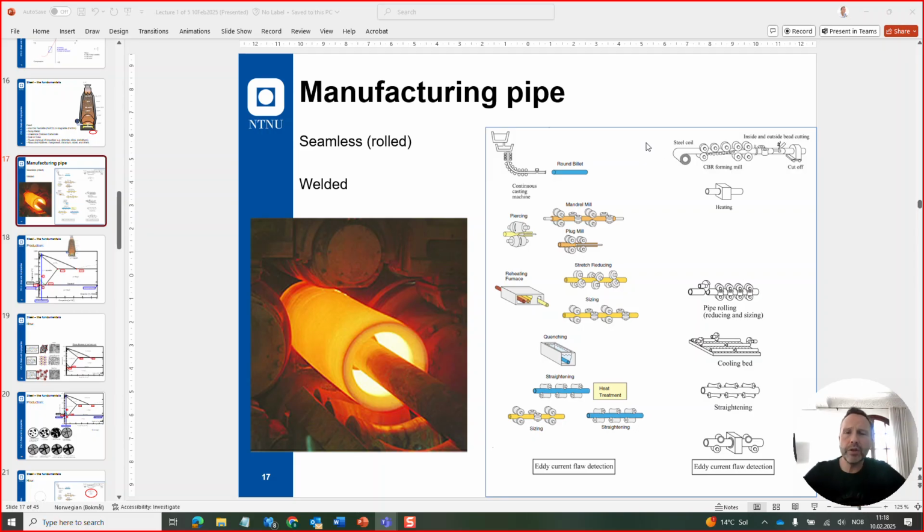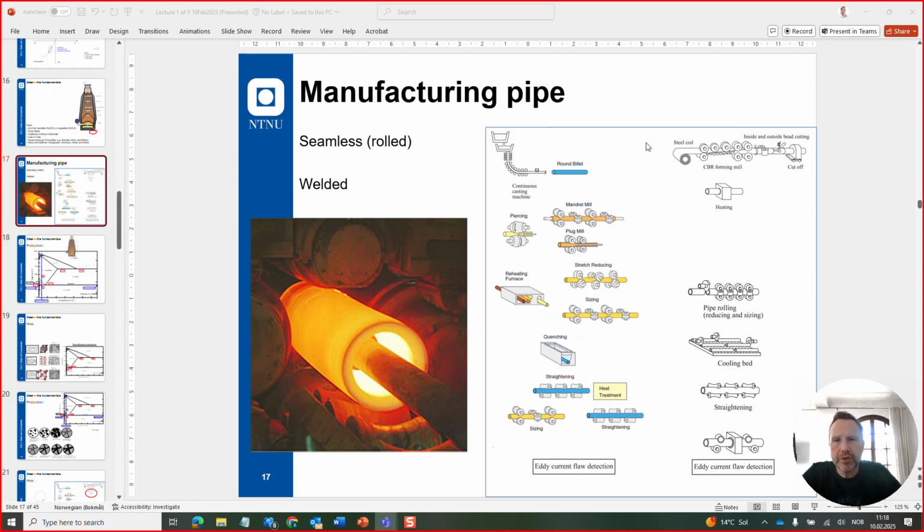Now there is a third type that we can quickly mention. It's called line pipe. Line pipe would be pipes that are used for transporting oil and gas over long distances. Pipelines.